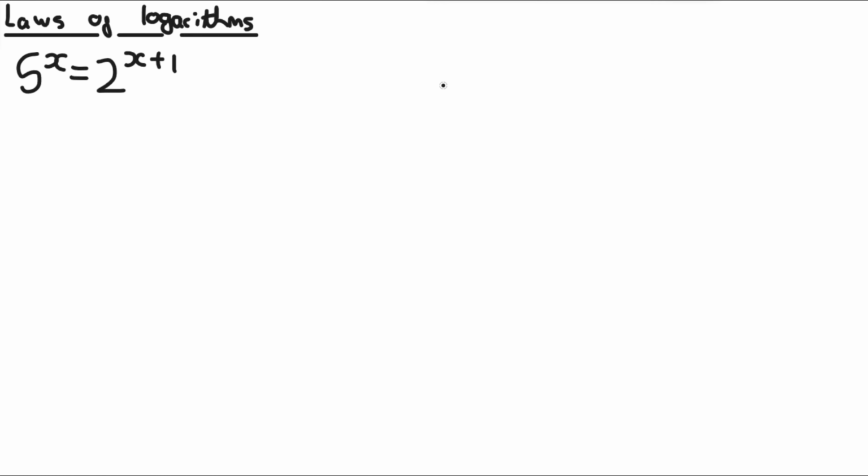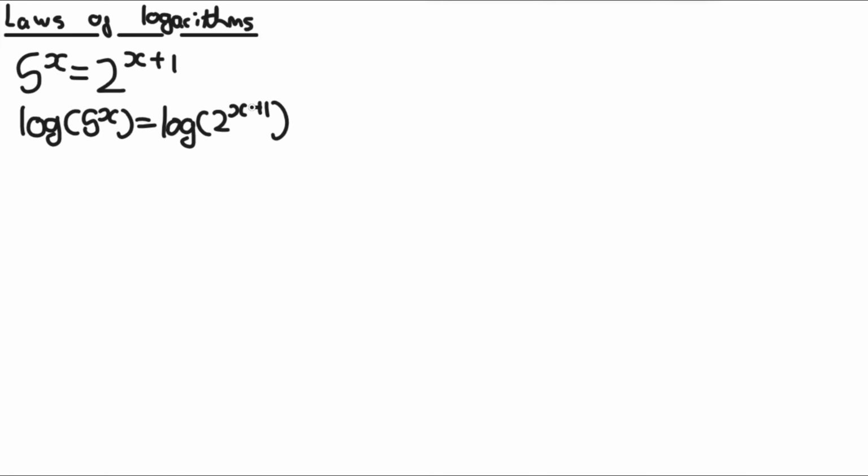Now, a very powerful thing you can do with logs is to take logs of both sides. So here's an example of a question where we have 5 to the power of x is equal to 2 to the power of x plus 1. At first this looks very difficult, but something we can do is take logs of both sides. You can use any base you want. Typically, we just use log with base 10. So you can log this side to do log of 5 to the power of x, and this is equal to, and then we log this side, log of 2 to the power of x plus 1.